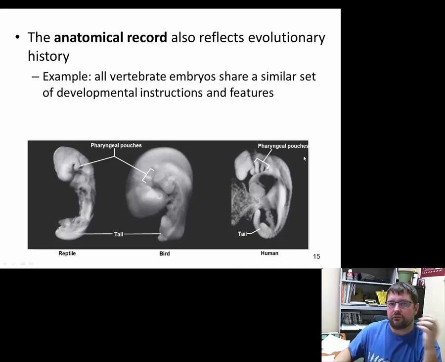And Darwin noticed this. And so the anatomical record shows that organisms in the embryonic stage are very similar to each other. We now know, because of genetic advances, what genes turn on and what genes turn off to develop these pharyngeal pouches, to have them go away or to have the tail become fused. We understand the genetics behind it to show that indeed everything is related.